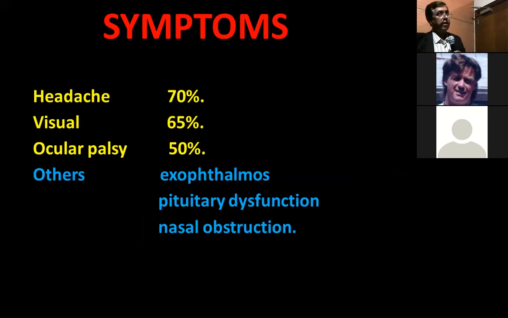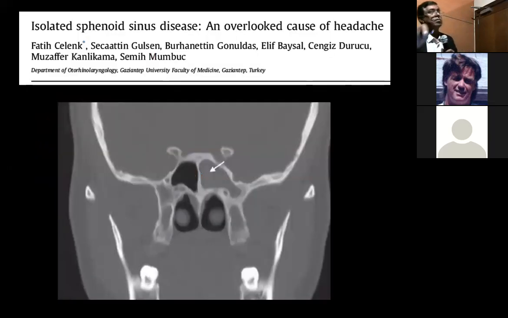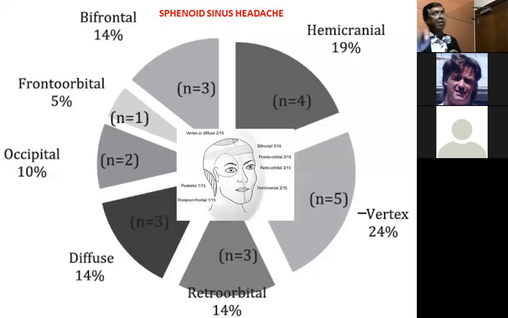So you may present with headache, you may present with visual symptoms, meaning vision, you may present with ocular palsy, cranial nerve palsy, and others: exophthalmos, pituitary dysfunction, nasal obstruction, which are very rare. Papers about this: isolated sphenoid sinus disease, an overlooked cause of headache, which is absolutely true. And I would add another paper, isolated sphenoid sinus disease with a malignant carcinoma, an overlooked cause of headache.